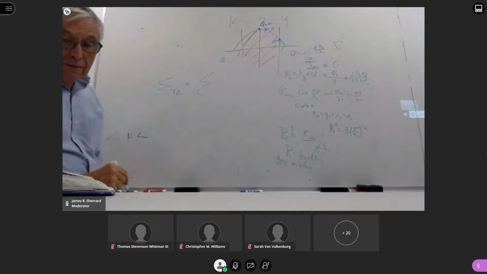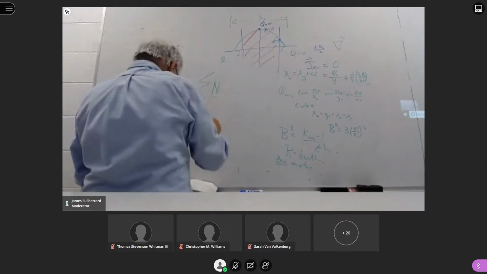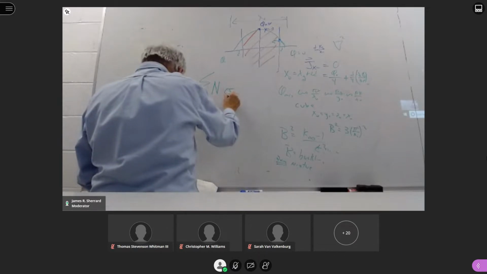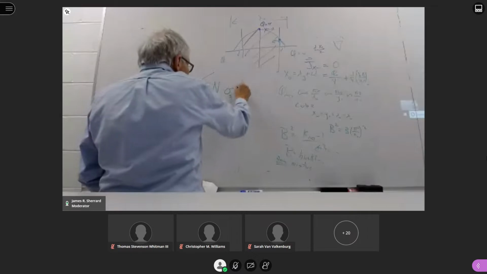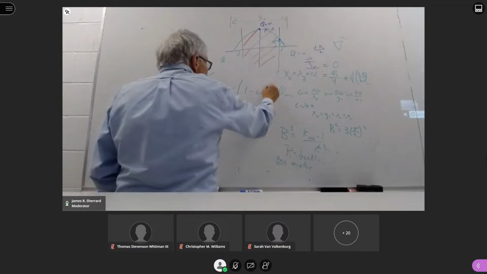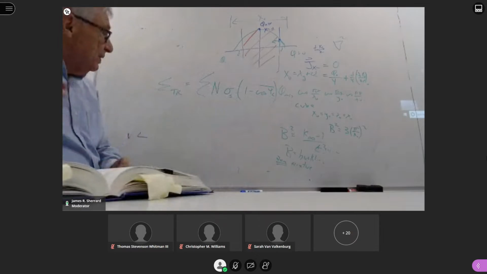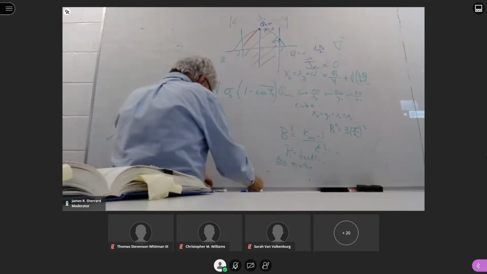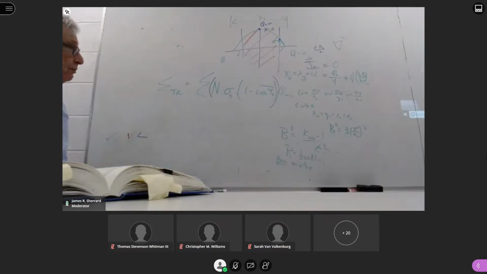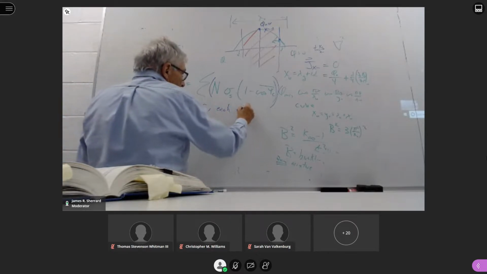It is the sum of N sigma scatter times 1 minus cosine average value in the lab system. So you have this calculation to do for each material.